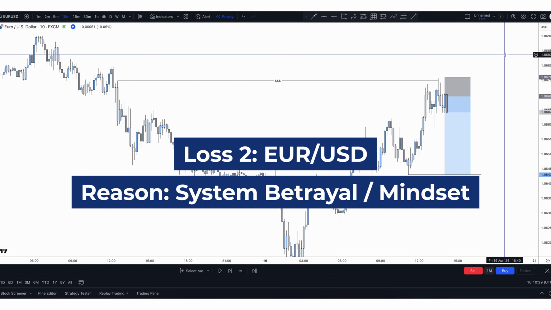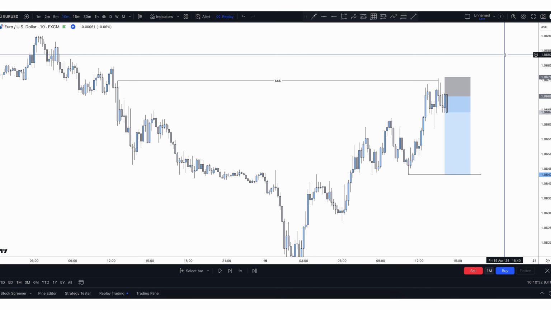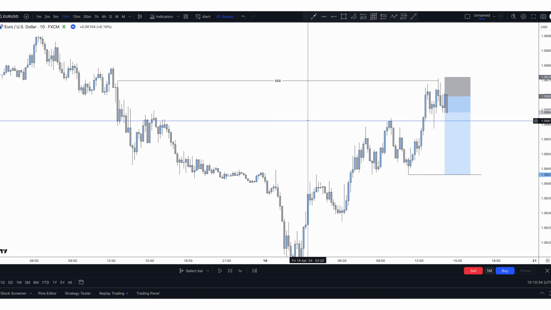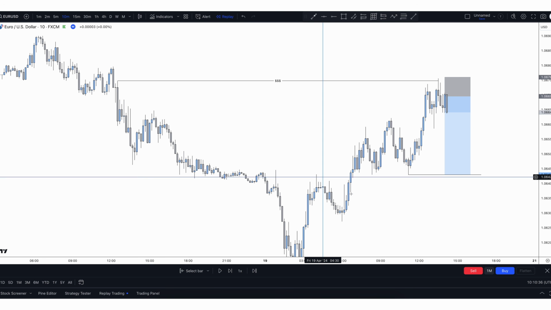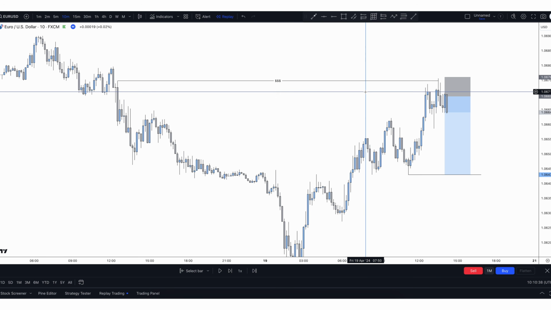This loss was on EURUSD. This was actually a very obvious loss, okay? This was one that was coming off the back of a very hot streak. I'd taken 3 back-to-back wins. They were very big wins. I think I got a bit too cocky.